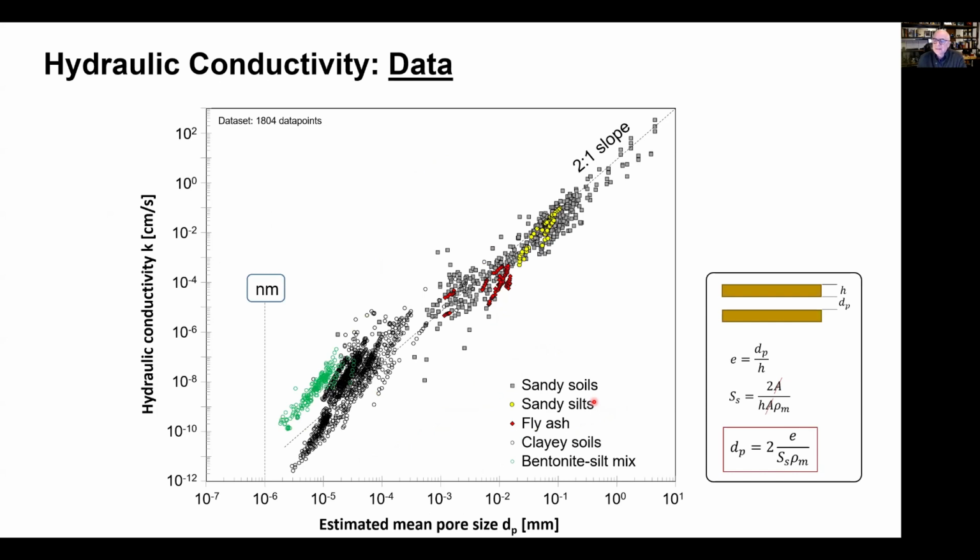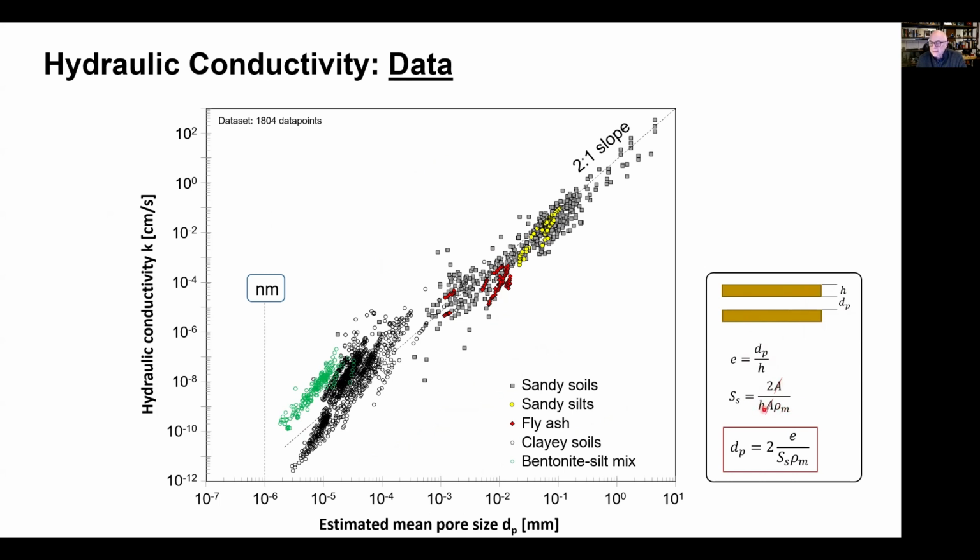And we're going to make a very simple estimate of the pore size, and you can use different models. You could use spherical particles, but let's take a look here at platy particles, like in a clay, a dispersed clay. The plate thickness is H, and the pore size is dP. Now, the void ratio is dP over H. The specific surface, as you may remember, is 2 areas divided by the volume times the mass density, so you get area, meter squares per gram.